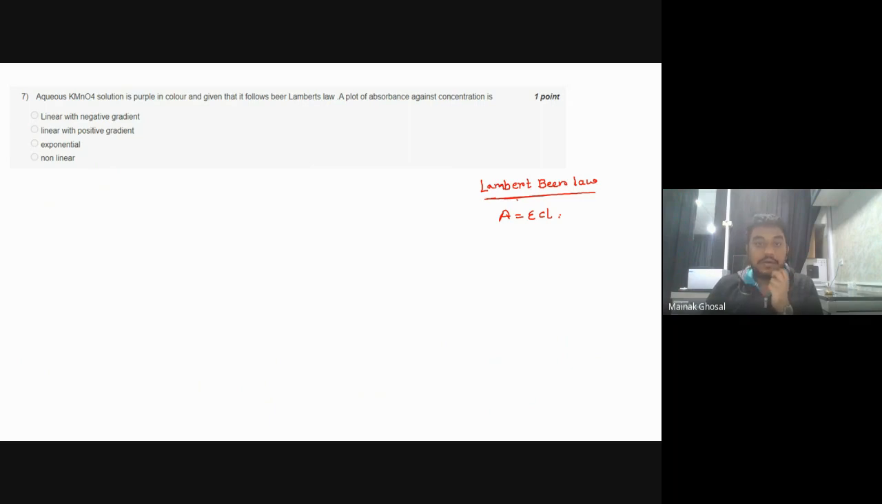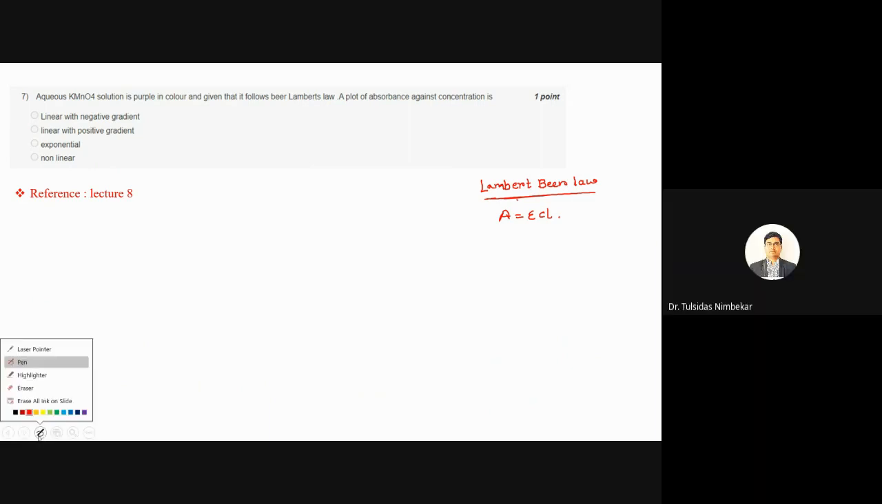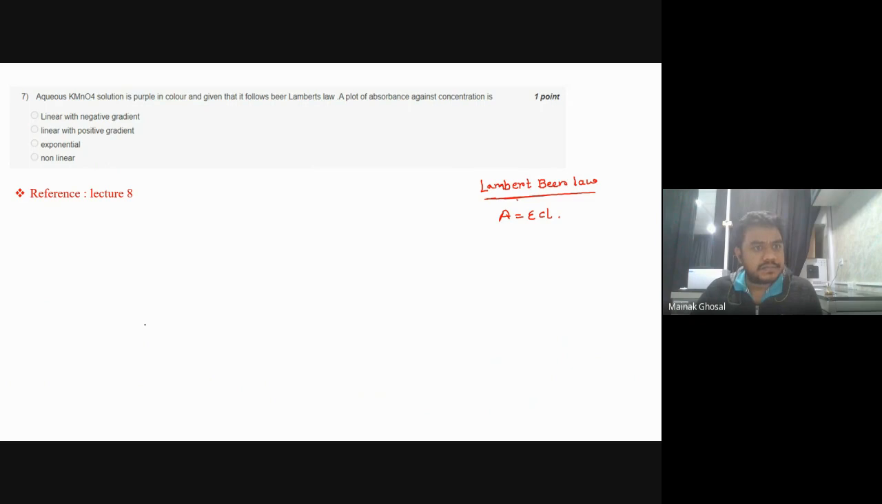Now your question is, a plot of absorbance against concentration, what kind of plot will it be? Is it linear with a negative gradient? Is it linear with a positive gradient? Is it exponential or non-linear? So what should be the answer? That should be linear with positive gradient. Okay, fine, so this is the correct answer.